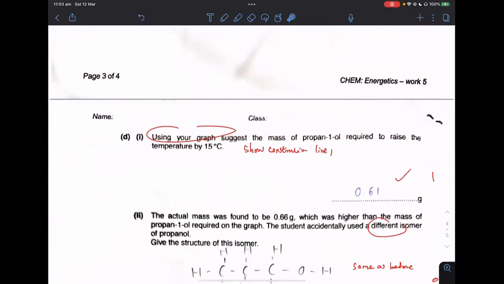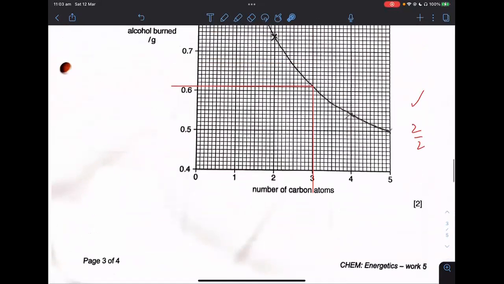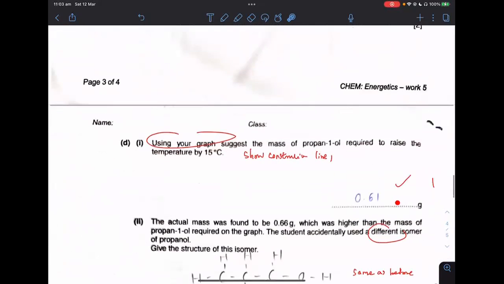Using your graph, sometimes they say show construction lines on the graph. Make sure you can use your ruler and show 3 carbons and then read the y-axis there. This is 0.6, this is 0.7. So make sure you know how to read it using your graph.